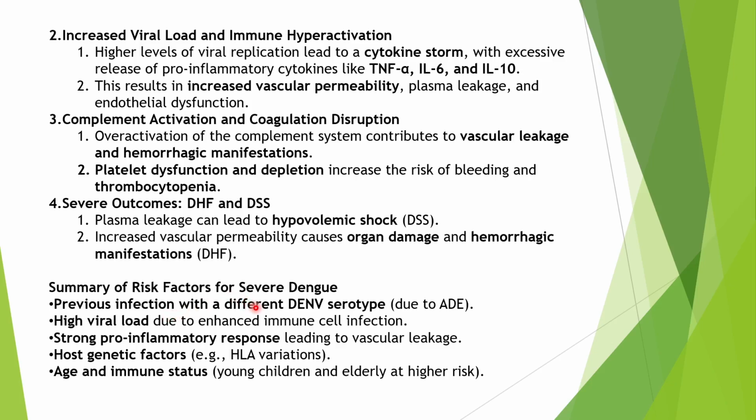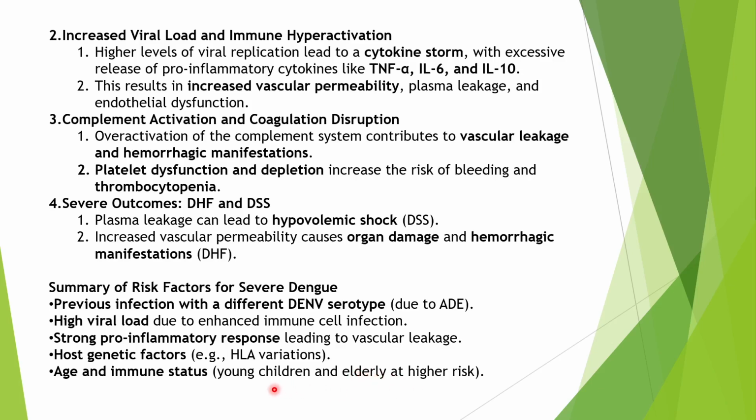The previous infection with a different dengue serotype, high viral load due to enhanced immune cell activation, and a strong pro-inflammatory response leading to vascular leakage. Along with this, the host genetic factors like the HLA variations, MHC classes, all these also will affect how the immune system responds to this. And age definitely, and also the immune status depending on the age, that is in children, in adults, and in the elderly, it is different.